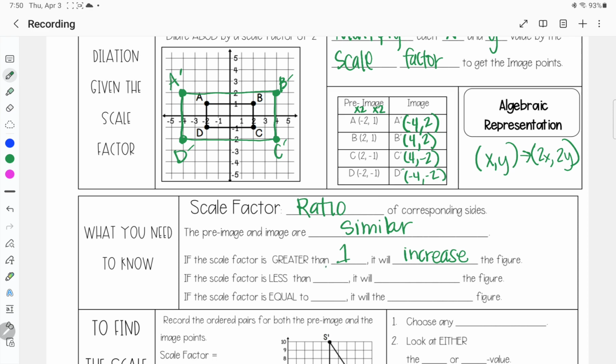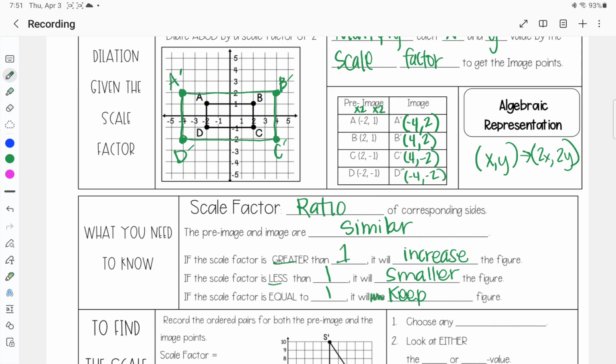If your scale factor is less than 1, so if we're timesing by like 3/4 or a half or 0.8, we're not timesing by the whole thing, so this one will get smaller. So greater than 1, bigger; less than 1, smaller. If it is 1, if we multiplied by 1, it changes nothing. This should say keep the figure. It will not change the figure. It keeps the original figure. It doesn't change it at all.